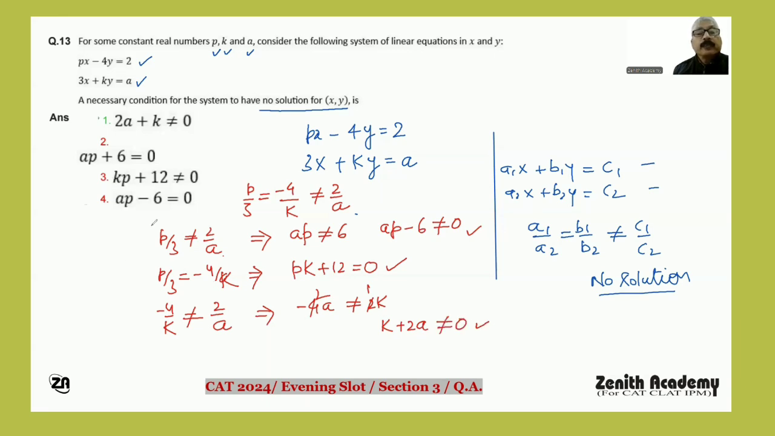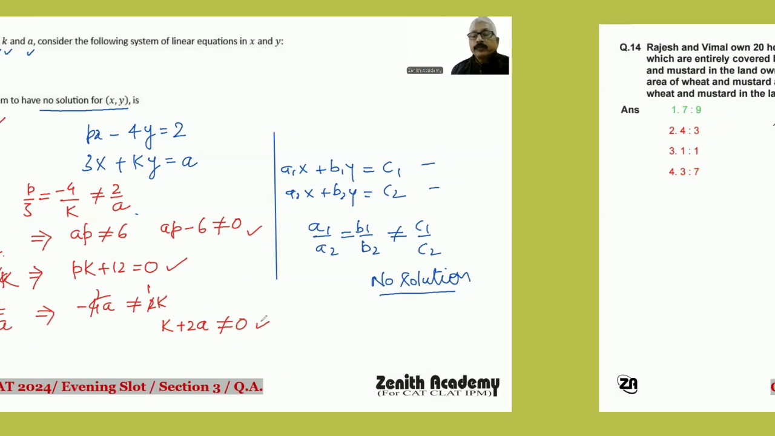So now check it. One is ap minus 6 is not equal to 0, but here it is given equal to 0. So this won't be it. Right? pk plus 12 is equal to 0. Here it is given kp plus 12 is not equal to 0. So this also won't be it. Then ap minus 6 is not equal to 0. Here it is given ap plus 6 is equal to 0. So this also won't be it. k plus 2a is not equal to 0. So this is our answer. It was a very simple question.